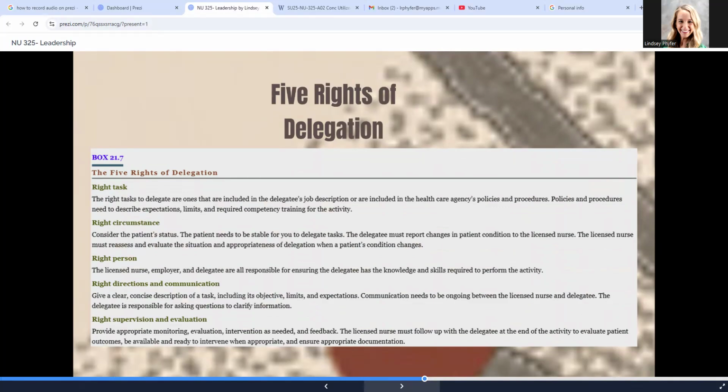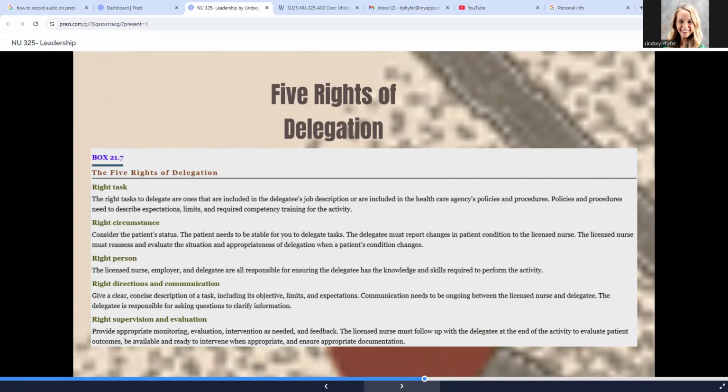The first right is the right task. So the right tasks to delegate are ones that are included in the delegatee's job description or are included in the healthcare agency's policies and procedures. Policies and procedures need to describe the expectations, limits, and the required competency training for the activity.